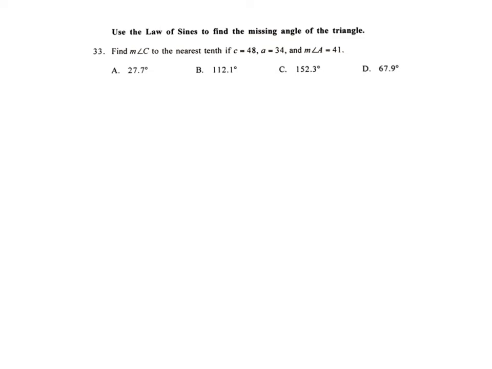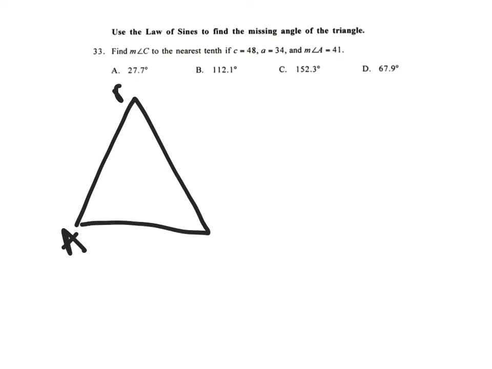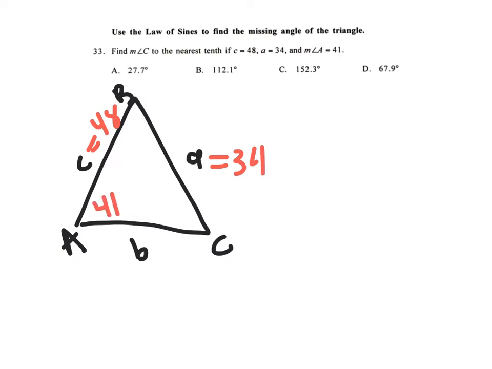33 says the same thing. Use the law of sines to find the missing angle of the triangle. Again, I'm going to start by drawing my triangle so I know what I have and I know what I need to find. We have A, B, C, little a, little b. They tell me that little c is 48. They tell me that little a is 34. And the measure of big A is 41. And they want us to find big C.